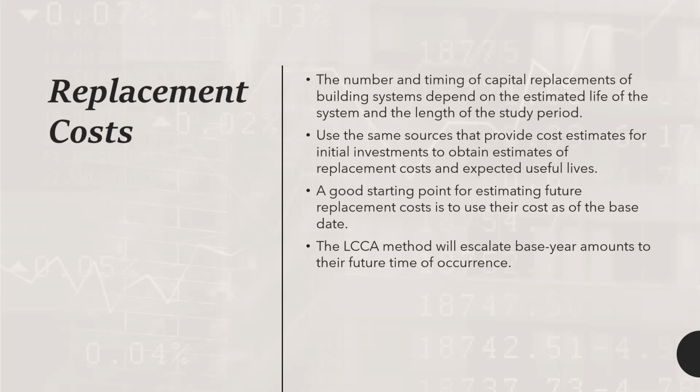So we can use the same sources that provide the cost estimates for initial investments to obtain estimates of replacement costs and the expected useful lives. For example, a good starting point for estimating future replacement costs is to use their cost as of the base date. That is what we call the present value of the replacement costs. The life cycle cost analysis, the LCCA method, will escalate the base year amounts to their future time of occurrence. So whatever costs will happen in the future, we should convert into the present value or the base year value.